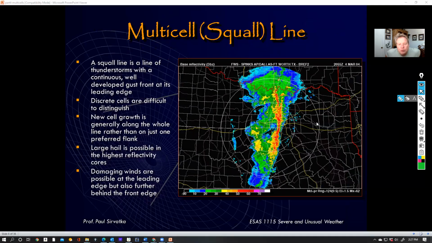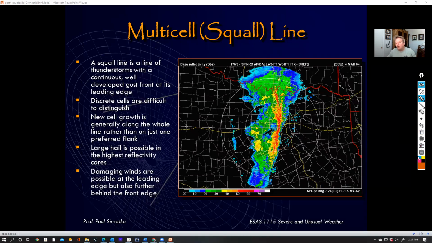Now, when we get into multicell squall lines, there's a difference. This is not a series of cells that form on one location. This is the entire thing. This is the entire line. So the line goes all the way north and south. And where do new cells form? New cells are forming all ahead of the line. So there might be new cells forming all along the line. It's almost like a snowplow pushing out.